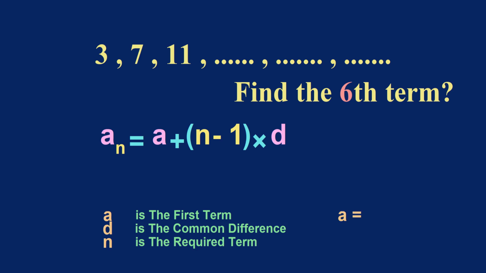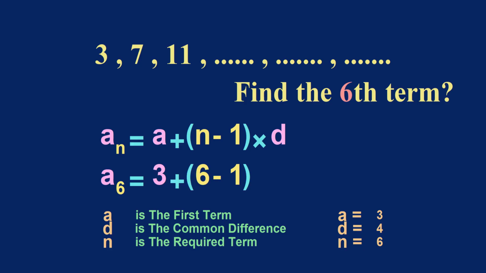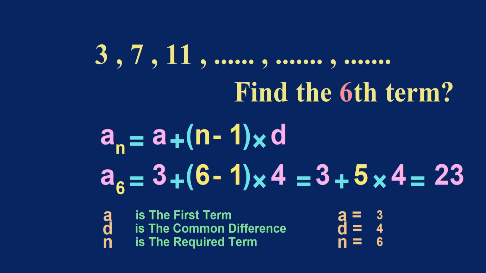From our problem, the first term a equals 3 and the common difference d equals 4 and the required term n equals 6. We substitute into the formula the values of a, d and n, and we get that a_6 equals 3 plus (6 minus 1) times 4, which equals 3 plus 5 times 4, which equals 23. And this was the solution by using the formula method.